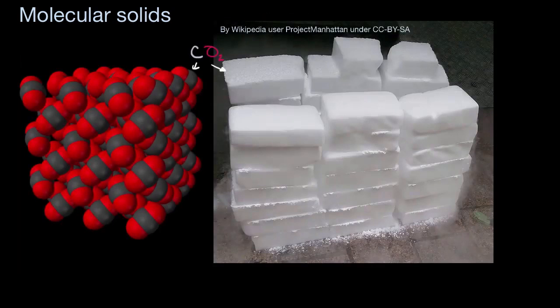So if you want to see another example of a molecular solid, this right over here is solid carbon dioxide, often known as dry ice. What you see here is each of these molecules, each carbon is bonded to two oxygens and has a double bond with each of those oxygens. These are covalent bonds that form each of these molecules. But what keeps all of the molecules attracted to each other is, once again, those dispersion forces.